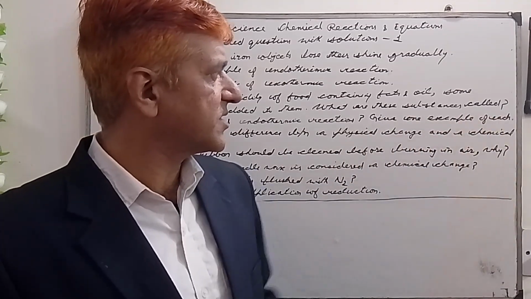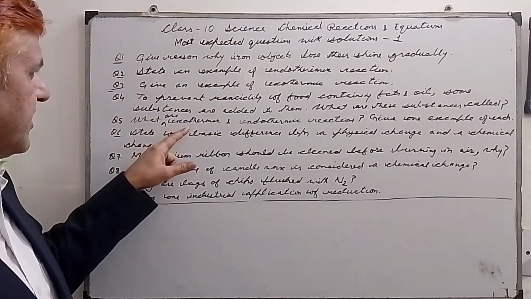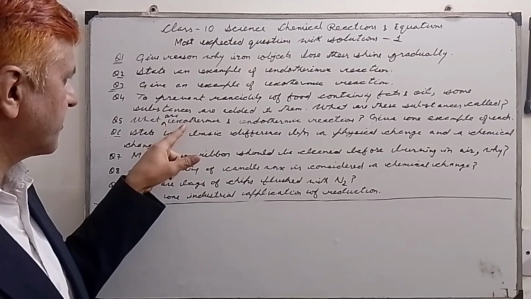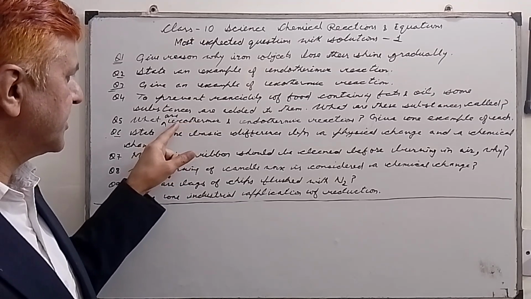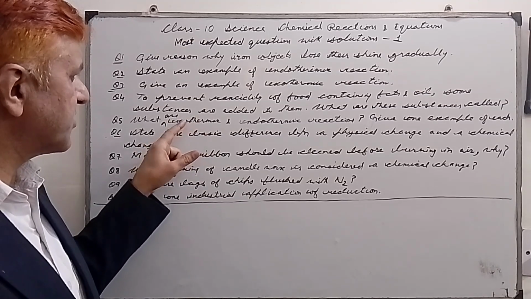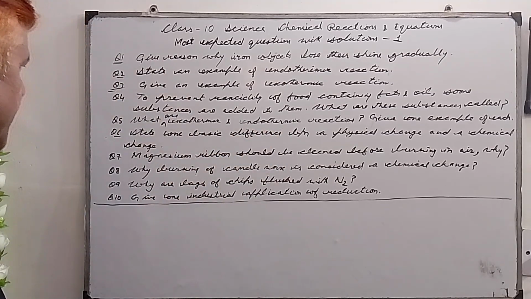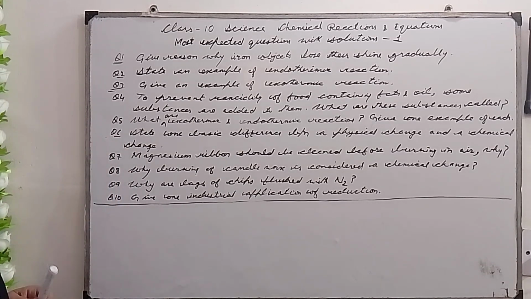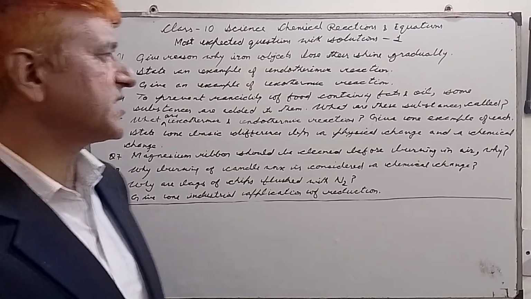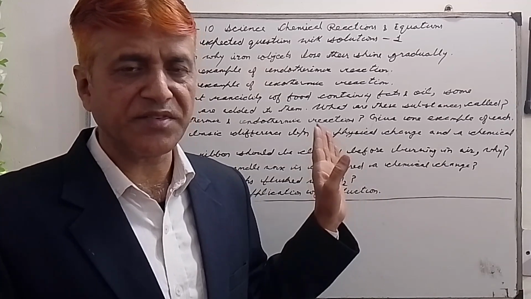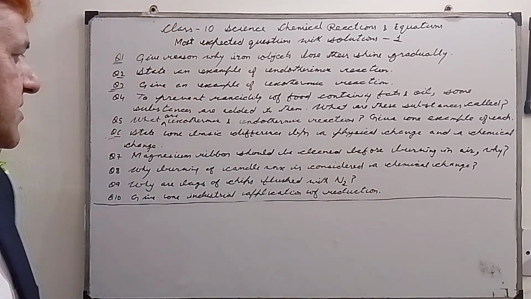Give one example of each. In exothermic reaction you can give the example of respiration, and in endothermic reaction you can give the example of photosynthesis. Then we have question number 6. State one basic difference between a physical change and a chemical change. Always remember that a physical change is a reversible change and a chemical change is irreversible. It cannot be reversed.